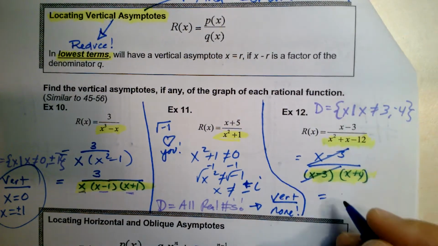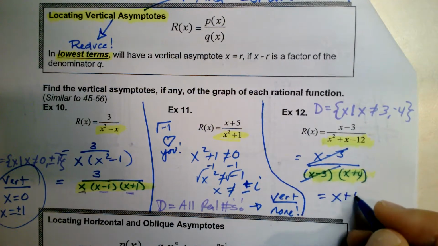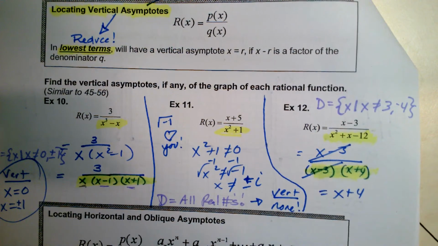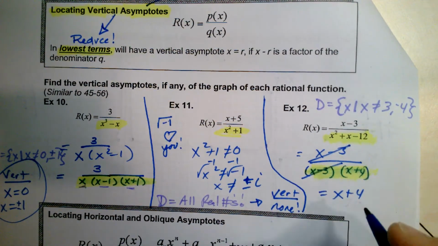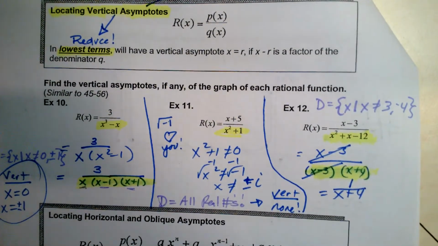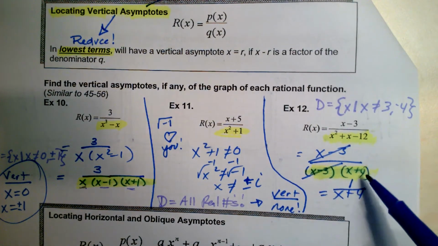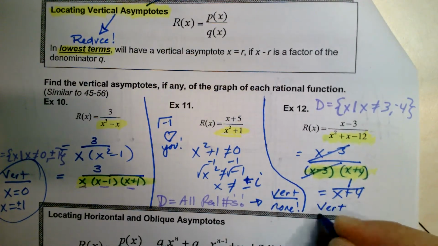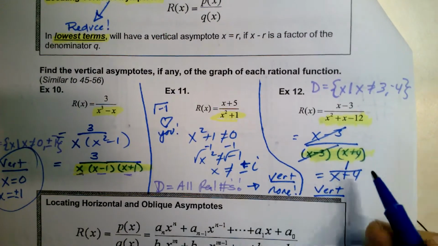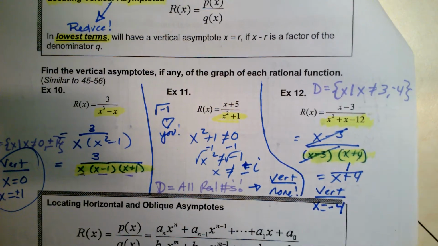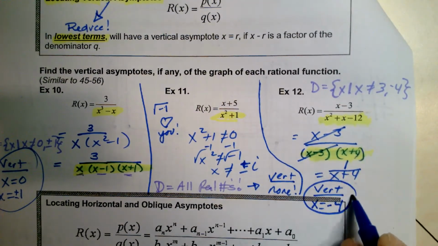Now, a lot of times I'll have kids say that, oh, this is x plus 4. And I go, where is the x plus 4? And y'all would say it's on the bottom, right? So it should be 1 over x plus 4. Okay, so this thing reduces, and now I have 1 over x plus 4. This is where you find your vertical asymptotes. Whatever's left. So whatever's left, x plus 4, I have a vertical asymptote at the opposite of that, negative 4. So that's my vertical asymptote.